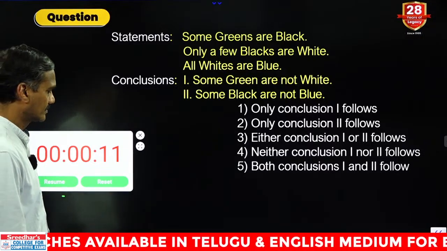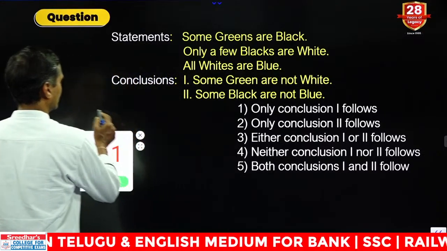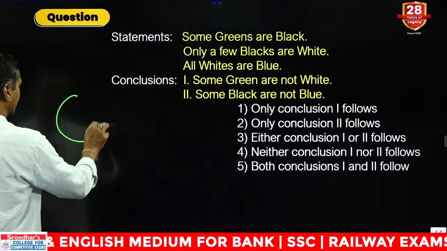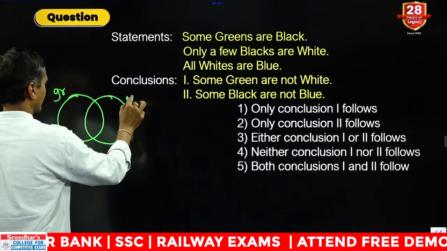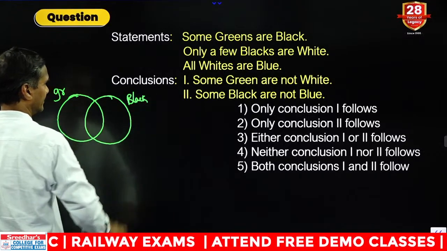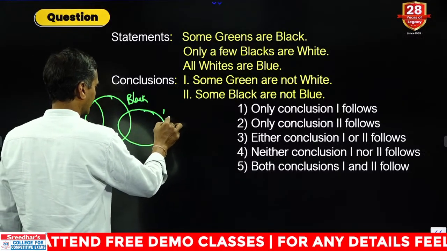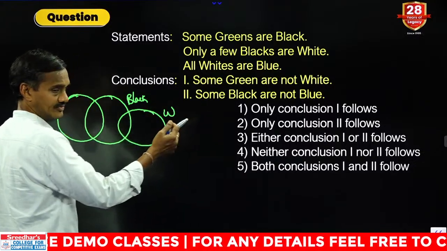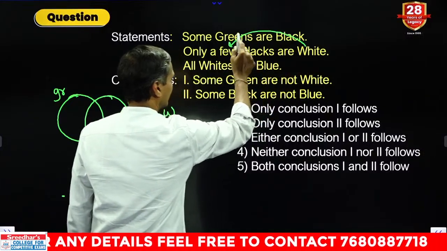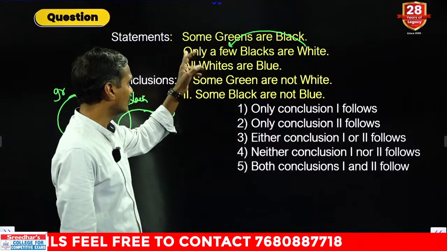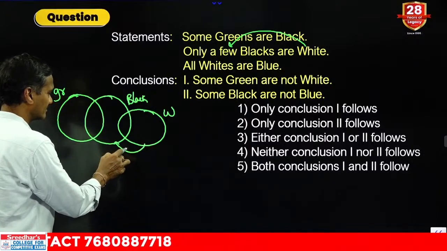Then in this one, now question number 4. Some green are black. What do you mean by this one? Some green are black. Now these are the green that are black. And only a few black are white. Only a few black are white means this is white and only a few. That means only, you should always take in the reverse. And this entire white cannot be black. This white belongs only to some black, isn't it? And this entire white cannot be a part of this black.